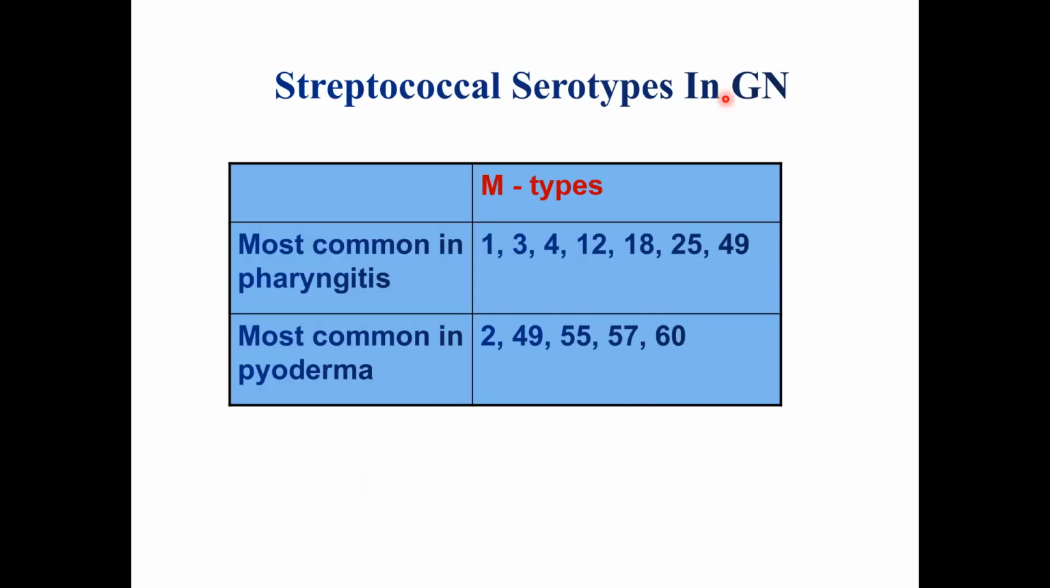Some of the streptococcal serotypes are implicated in the occurrence of glomerulonephritis based on the type of M proteins. These are different for pharyngitis and pyoderma, but we find glomerulonephritis more common after pyoderma, unlike acute rheumatic fever, which usually occurs after pharyngitis. So it is something like your acute rheumatic fever.